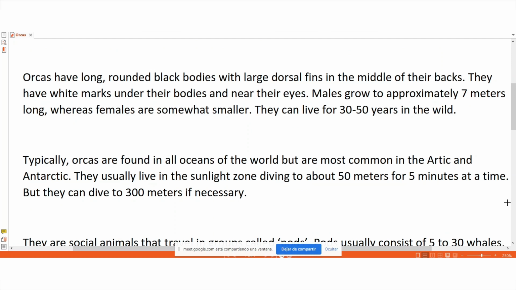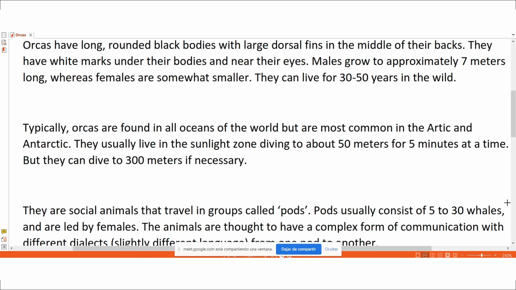Orcas have long, rounded black bodies with large dorsal fins in the middle of their backs. They have white marks on their bellies and near their eyes. Males grow to approximately 7 meters long, whereas females are somewhat smaller. They can live for 30 to 50 years in the wild. Very nice. Let's keep going.